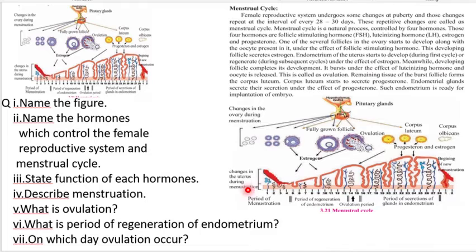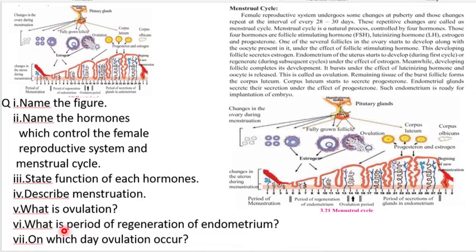Here the endometrium starts to degenerate in the absence of these two hormones, that is progesterone and estrogen. The tissue of the degenerating endometrium and the unfertilized ovum are discarded through the vagina. This is accompanied by the flow of blood. So the bleeding continues for 4 to 5 days. That is called menstruation.